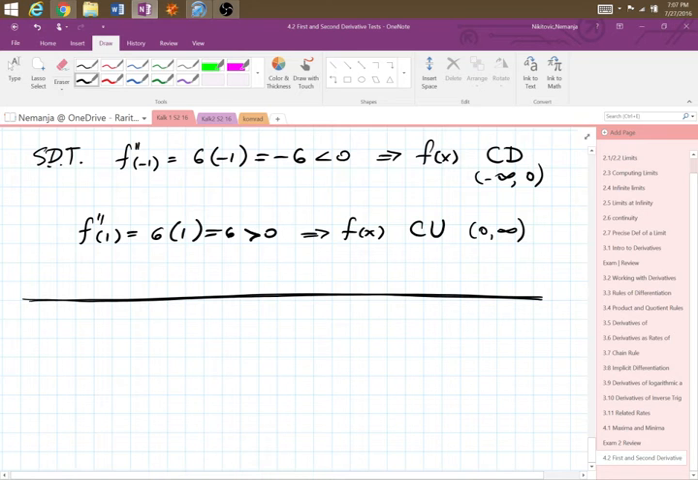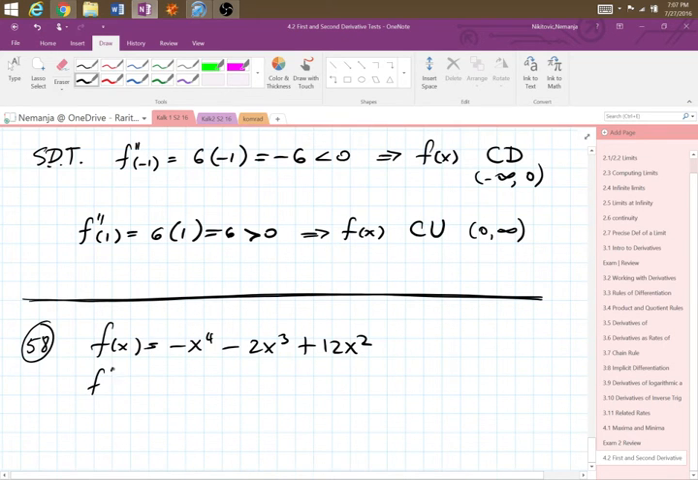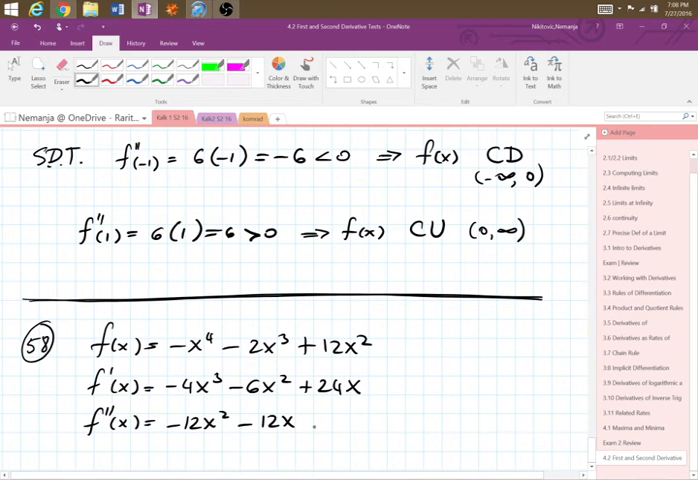So let's first do x to the 4th. So here, problem 58 says f of x is equal to negative x to the 4th minus 2x cubed plus 12x squared. So first derivative is immediately minus 4x cubed minus 6x squared plus 24x. And the second derivative is going to be minus 12x squared minus 12x plus 24.